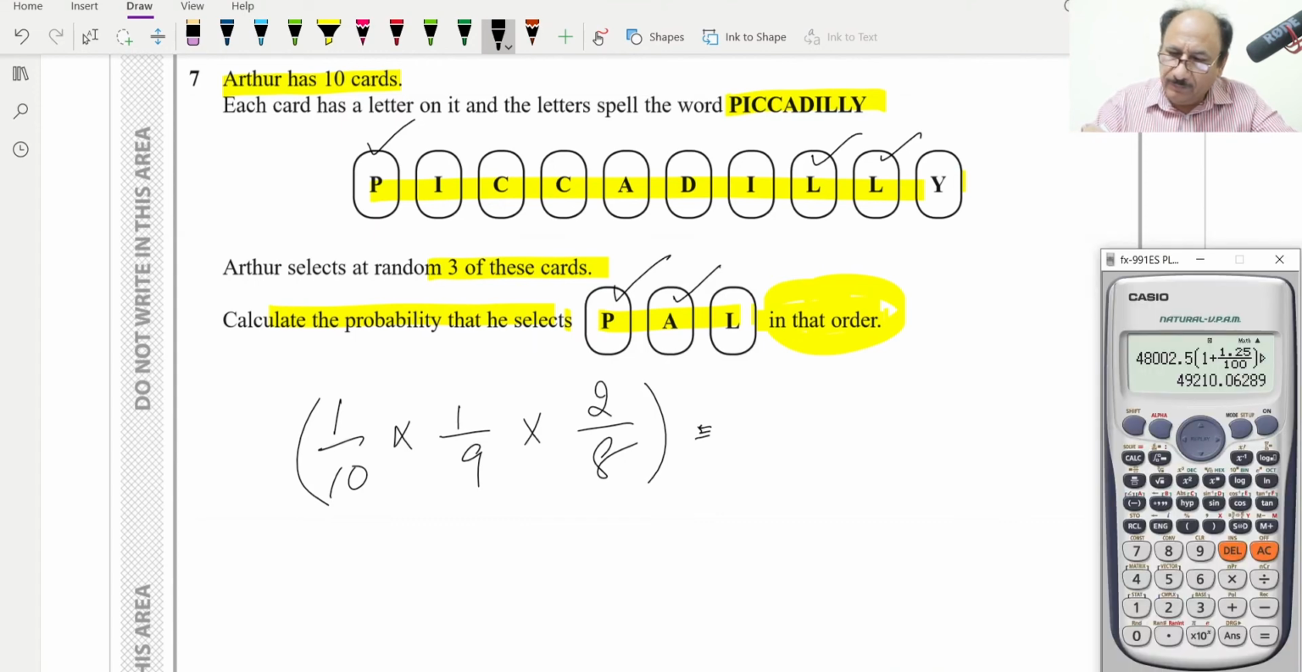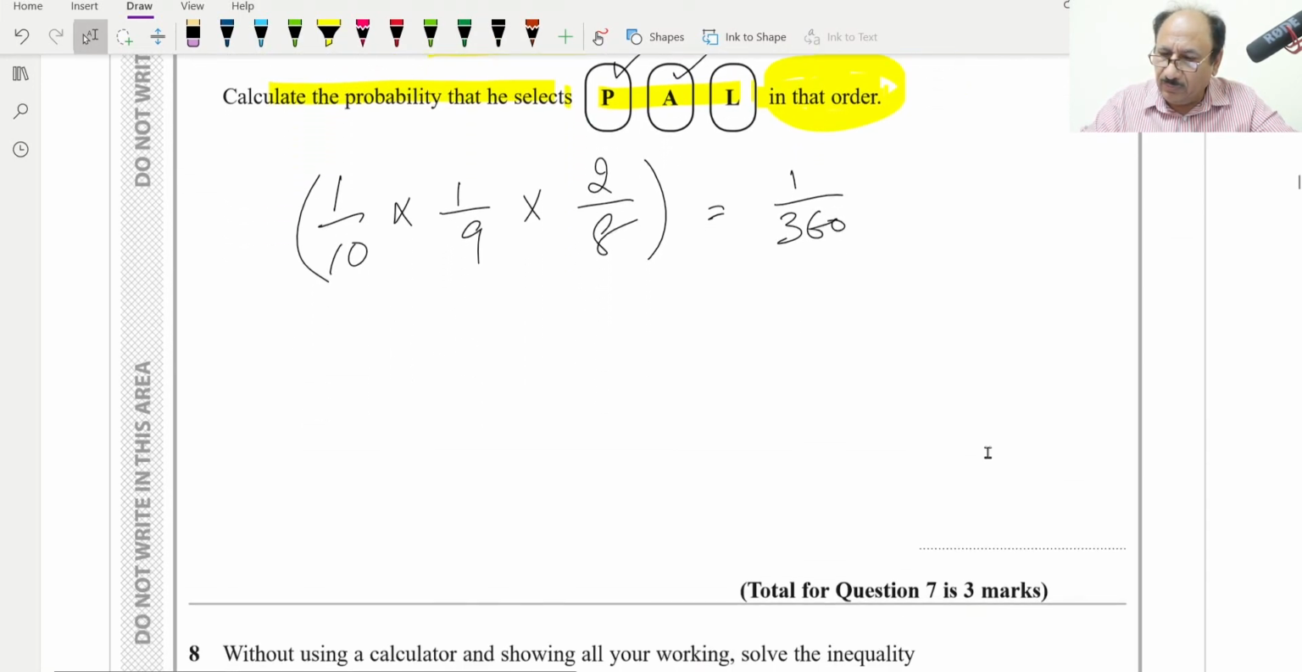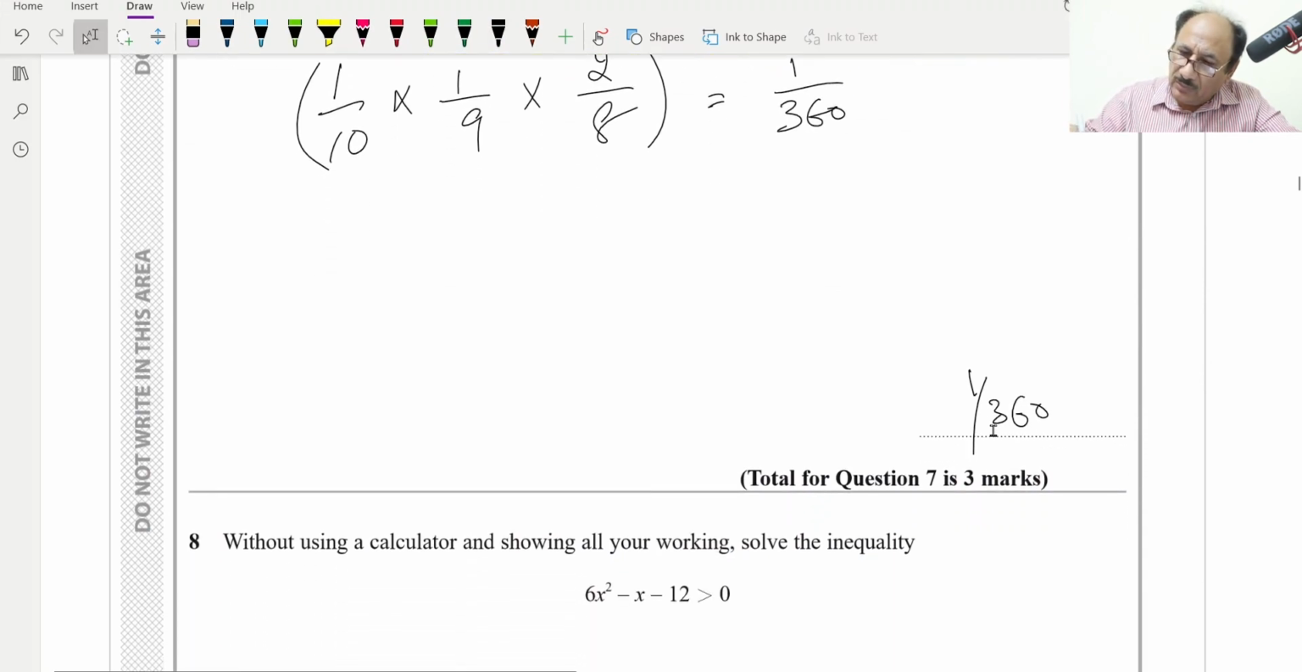So we will be multiplying this one with the help of a calculator: 1 over 10 multiplied by 1 over 9, and further multiplied by 2 over 8, and this is equal to 1 over 360. So we can write 1 over 360, and this will be the proper answer over here, 1 over 360. Hopefully you understood this. 1 over 360.